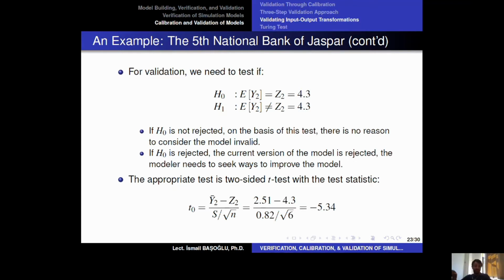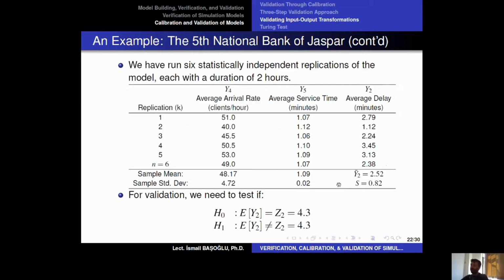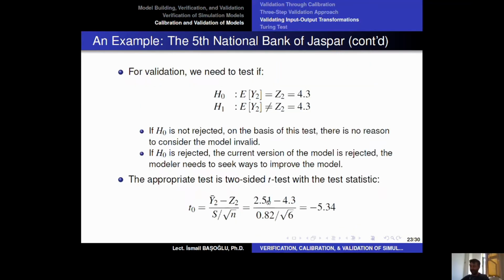It is therefore important to run replications in simulations, my friend, because if you want to make a validation, replications are needed. In a single replication, validation may not be possible, or it should be a very, very long simulation. Now, we have 2.51 as the sample average. Actually, it's 2.52 here. It doesn't matter. This one digit does not make any difference.